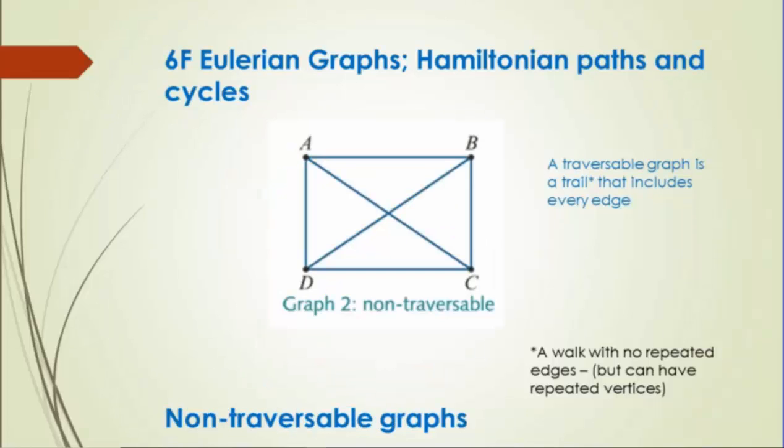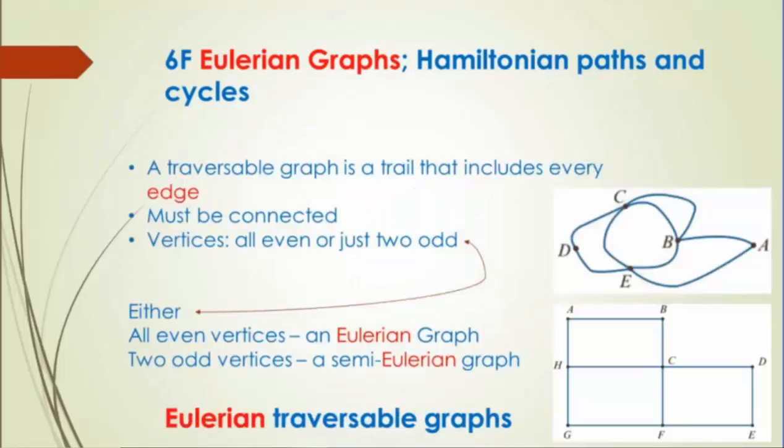Now, just to fill in the picture, this one is not traversable. You can't traverse it, and that's because there are 1, 2, 4 odd nodes. You can't do it. Only talking about traversable graphs in this topic. So, and that's what we've just said, summarizing it.